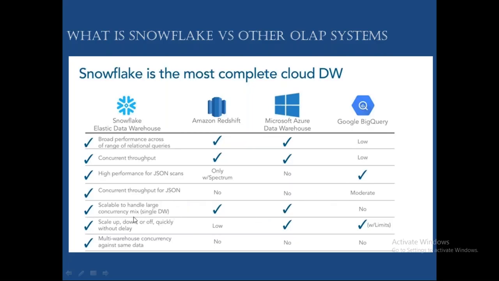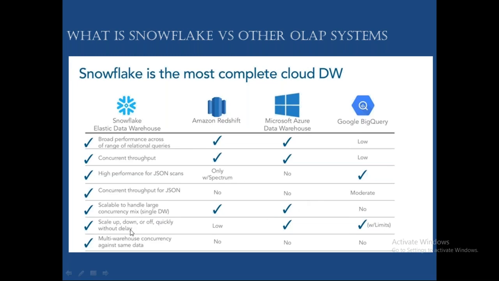Scalable to handle large concurrent mix, single DW. So large concurrent mix means multiple parallel execution you can do. Those are basically large concurrent mix means we have multiple big queries. Okay, see, BigQuery is not supporting, but your data warehouse and Redshift will support.